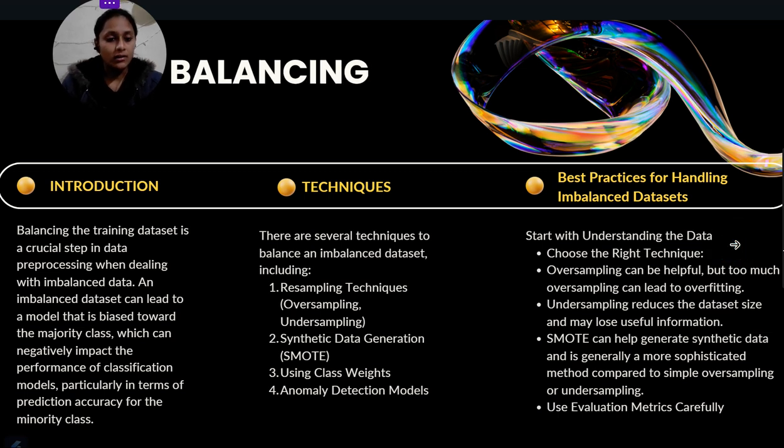Next is balancing. What is balancing? Balancing the training dataset is a crucial step in data pre-processing when dealing with imbalanced data. An imbalanced dataset can lead to a model that is biased towards the majority class, which can negatively impact the performance of classification models, particularly in terms of prediction accuracy for the minority class.